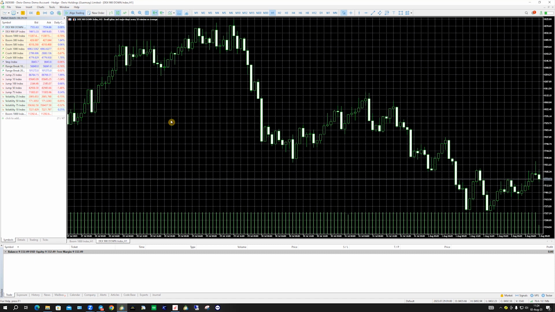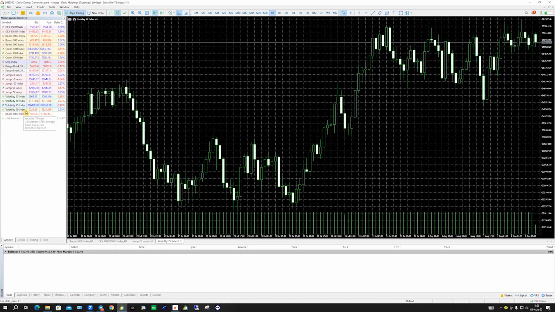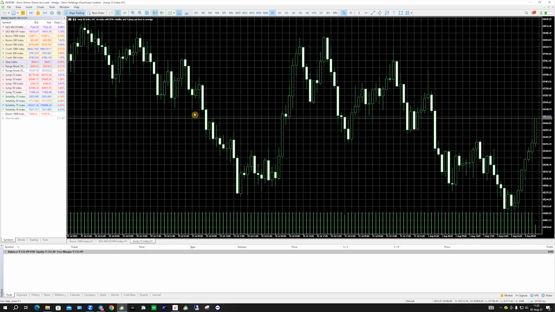So if you want to trade, we are talking about the handle. Let's say, for example, this is DEX 900, which spikes down. It's an example, or maybe we can use even Jump 25, or even Volatility 75. All right, guys, so we can use any. According to professional trading, for those people who know about it, you should confirm what is happening in a big time frame and scalp in a small time frame.